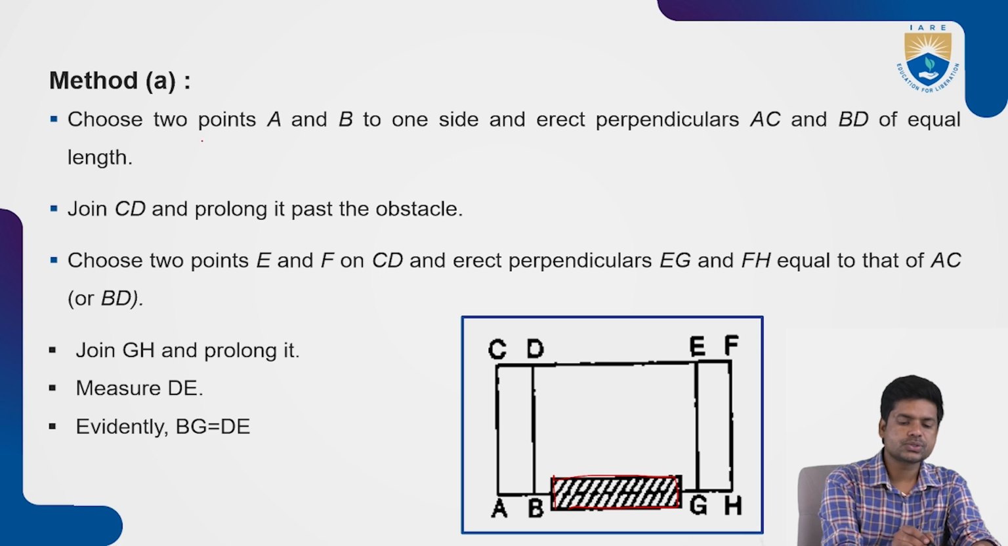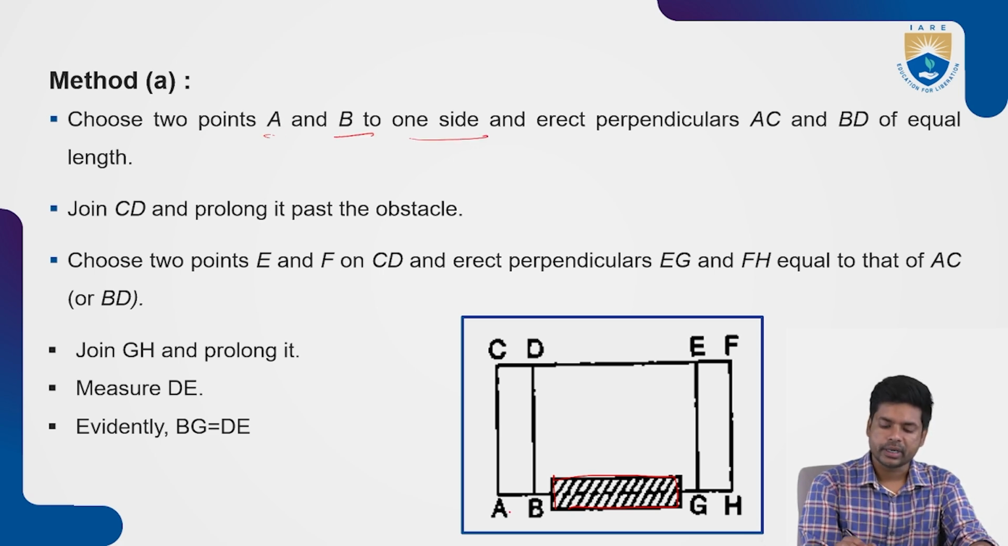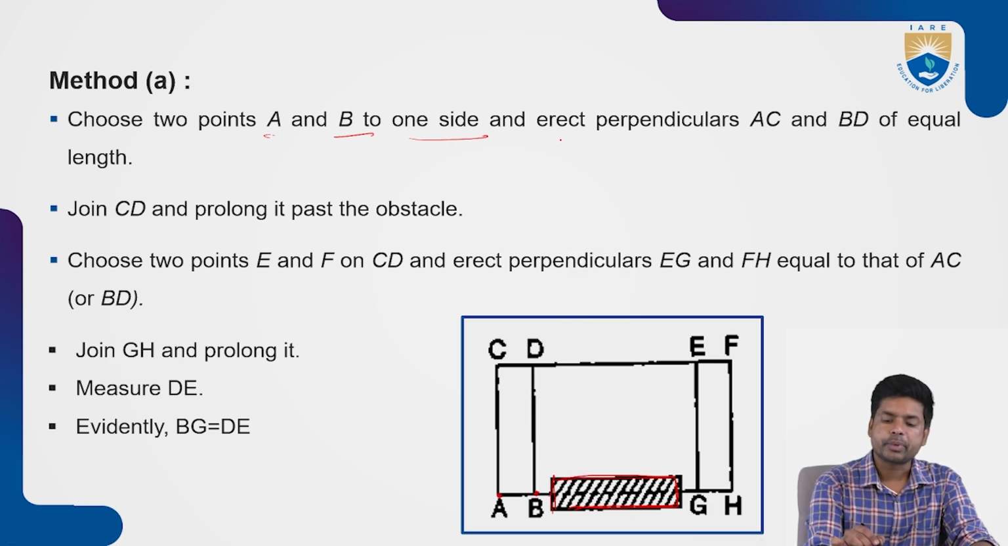Now choose two points A and B to one side. This is one of the obstacles, so on one side I am choosing two points, point A and point B. Next, erect perpendiculars AC and BD. From these two points, draw perpendicular lines AC and BD.